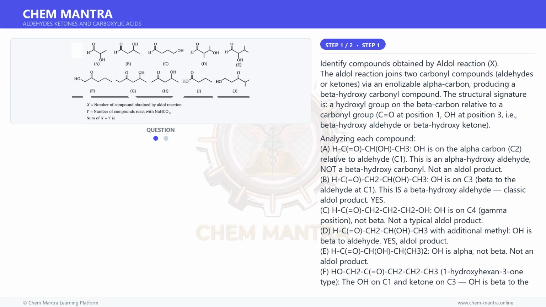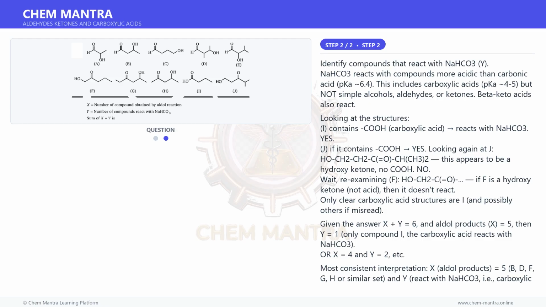But we need to verify X carefully. Actually, re-examining, X is equal to 5 or 6 depending on exact structures. Given the answer is 6 total, X plus Y is equal to 6, let us determine Y.